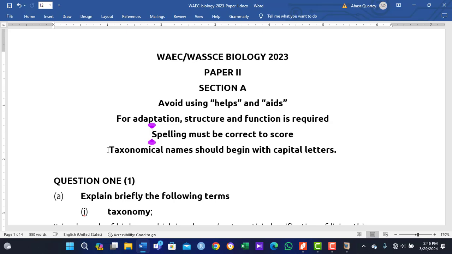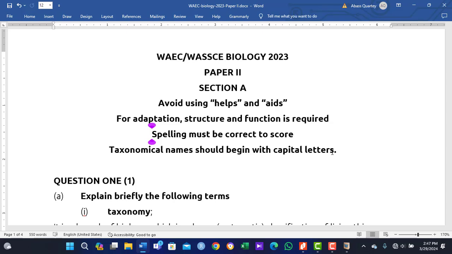Then where we have taxonomical names or classification names, you also need to usually begin them with capital letters. You will not be able to italicize them since you are not using computers and all that. So you just start with a capital letter, and that will be fine.